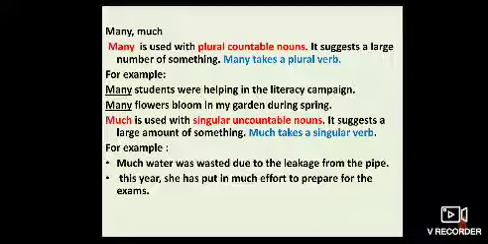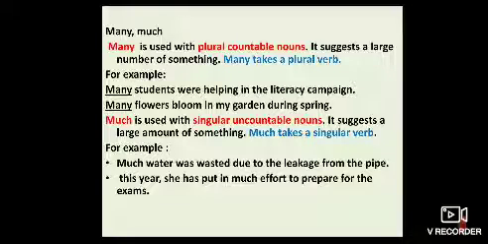Many students were helping in the literacy campaign. You can see here that many is used with students. Students is a plural countable noun. We can count students and it is plural. So with the plural countable noun, many is used. Second example, many flowers bloom in my garden during spring. Again you can see that flowers is a plural countable noun. Here many is used. Much is not used. So many is used with plural countable nouns.